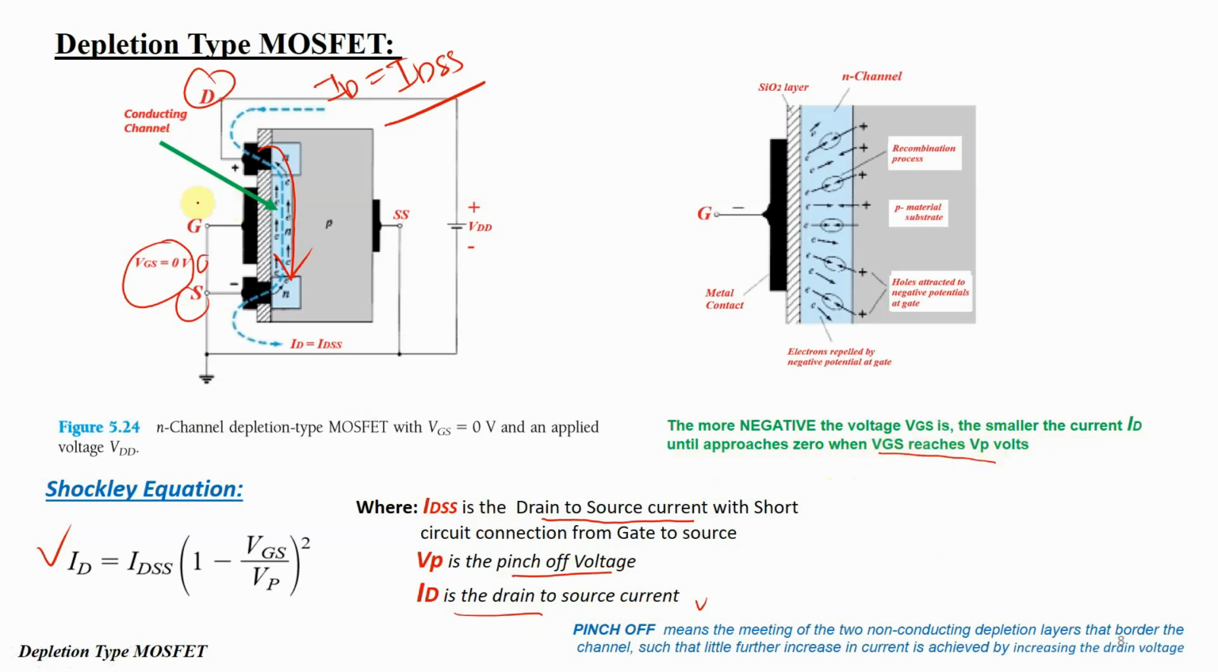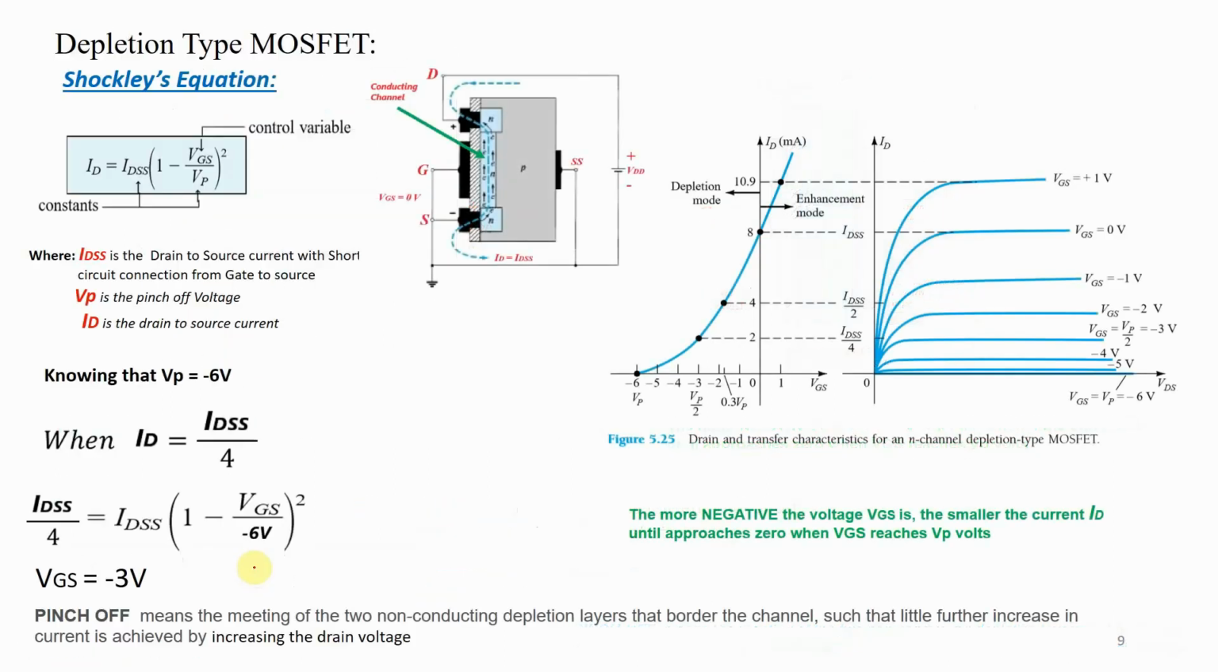The more we make it negative, when we increase this, this portion here is connected to negative. This will be more negative compared to the drain. So when this is more negative, you are disturbing this region, and there will be a depletion region here. The width of the conducting channel will be small to accommodate the current. Now, this is determined by the Shockley equation.